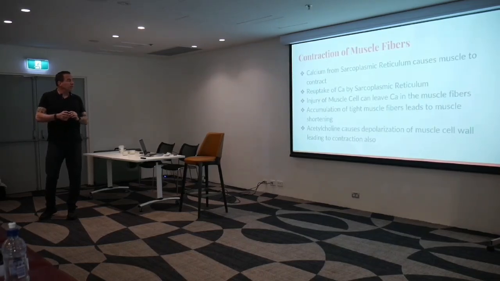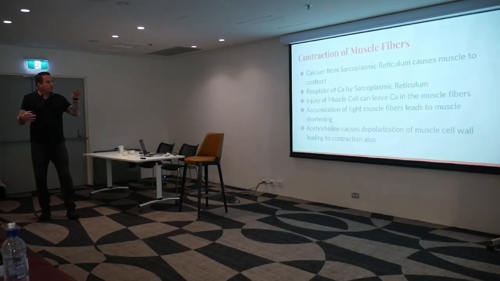So the way the muscles contract, there's calcium released from the sarcoplasmic reticulum in the muscle cells, and then there's a reuptake of calcium by the sarcoplasmic reticulum. Injury to a muscle cell can leave calcium in the muscle fibers. Accumulation of tight muscle fibers leads to muscle shortening. Acetylcholine causes depolarization of the muscle cell wall, leading to contraction. So all of these dynamics are how the muscle gets injured, in short.